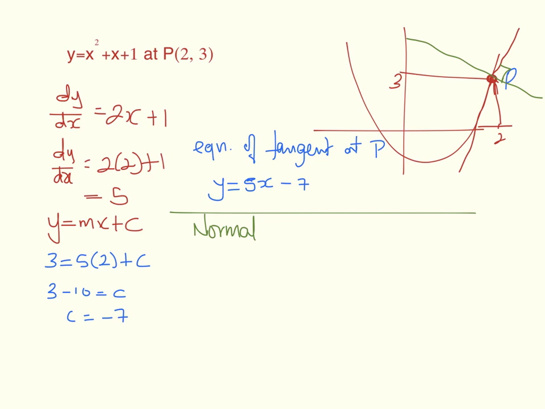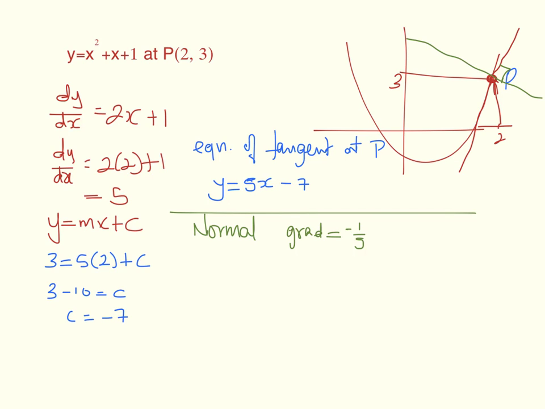So the gradient of the normal is going to be, take the gradient that I got for the tangent, reciprocate it and change the sign. So when I flip it over, I will get 1/5. When I change the sign, minus 1/5. So now that I've got that, and I know exactly what coordinates it's going through, I can do the exact same thing by using y equals mx plus c to find the equation of the normal.